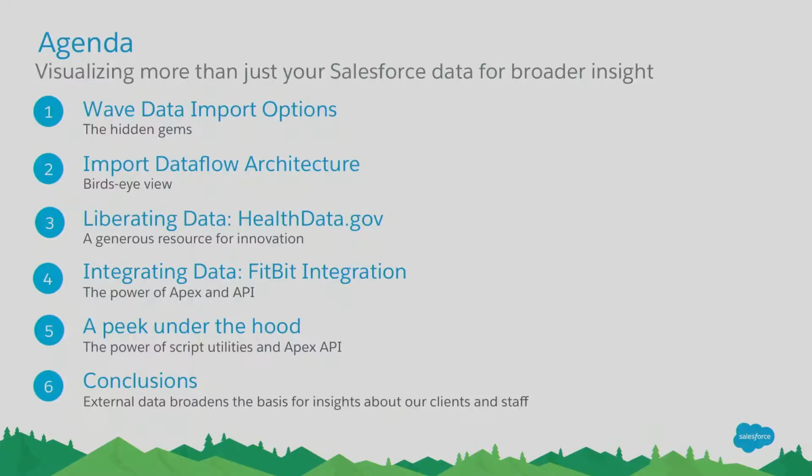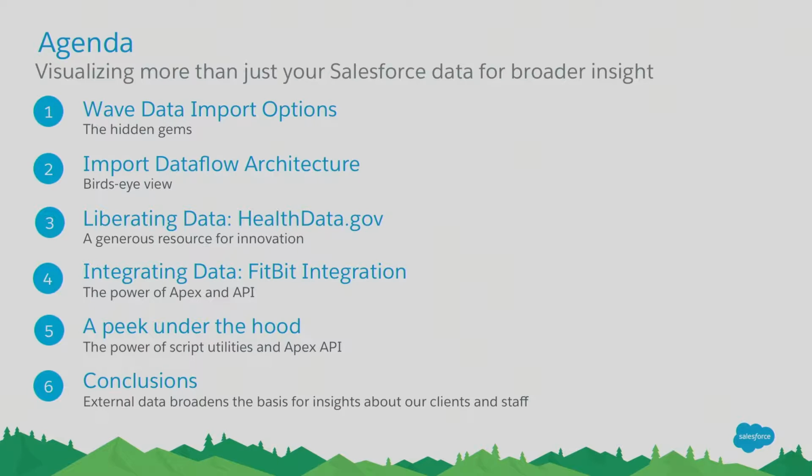So let's go ahead and get started. We're going to look at the options that are available to get data into Wave, but I'm going to focus your attention on some hidden gems that you may not realize are available there. And then we're going to look at an outline of what the data flow looks like, getting data into Wave from external sources. And then we're going to go into some detail on the HealthData.gov in particular, bringing healthcare data into Wave. And as well as FitBit, we'll look at bringing device data into the Wave platform so you can have competitions between members that are on your platform if you so desire.